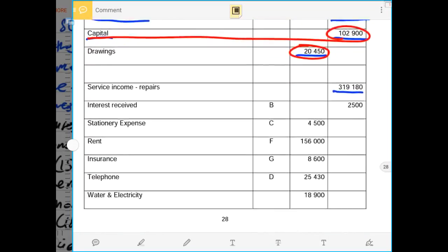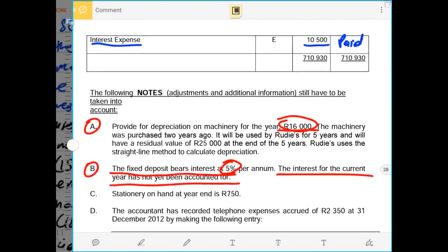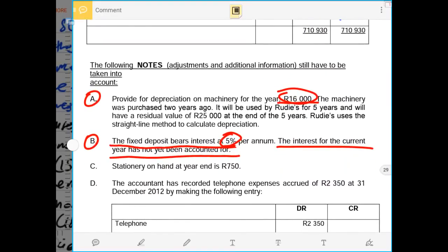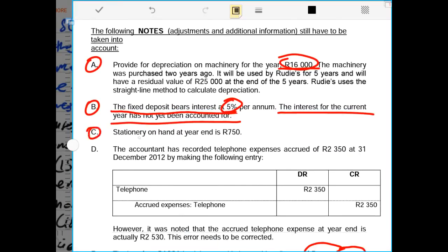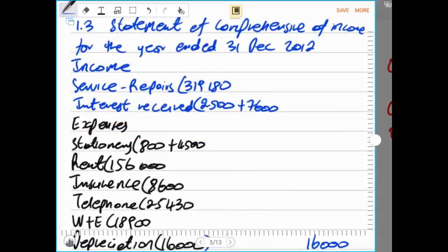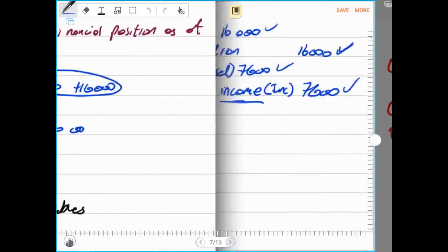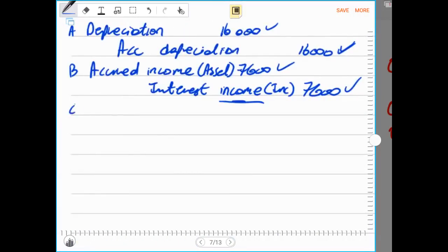And the third entry is the one that we see again in the trial balance, in the adjustments. In the adjustments is number C, and number C tells us that stationery on hand at year end was an amount of 750. So now that is stationery as an asset. Stationery on hand, and we record that as stationery on hand, debit stationery on hand. And stationery on hand is an asset, which is the inventory left at the end of the year.